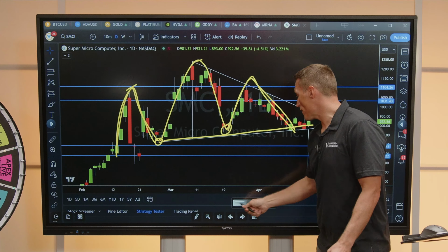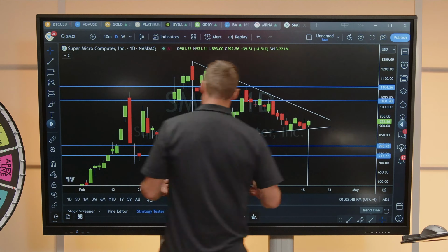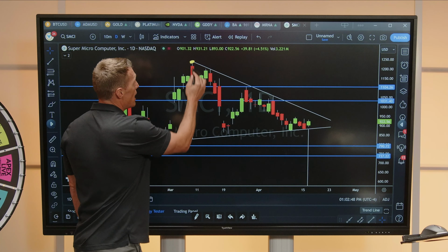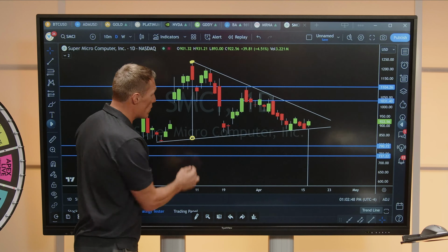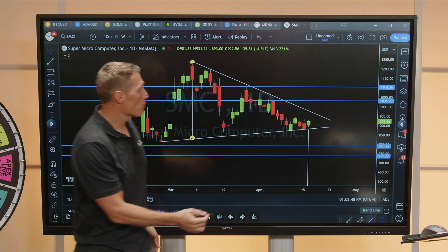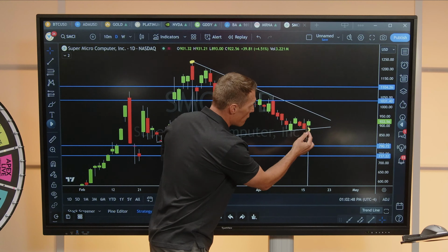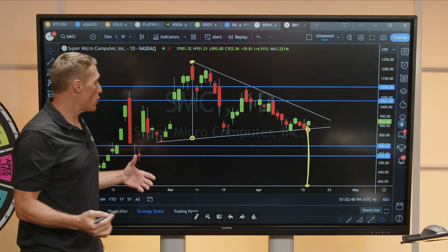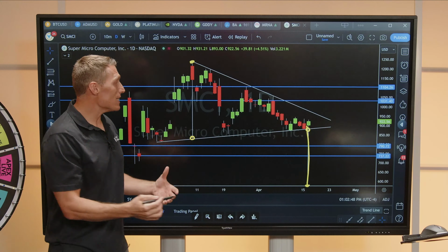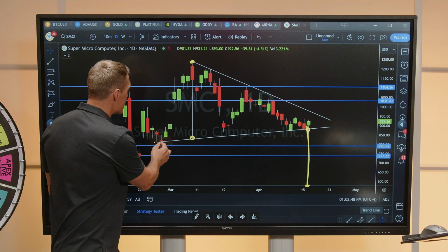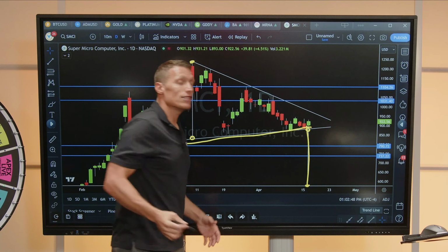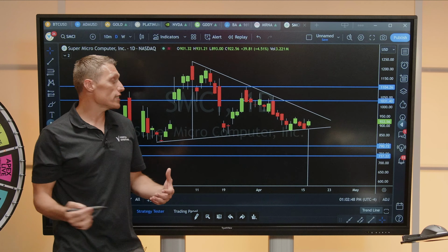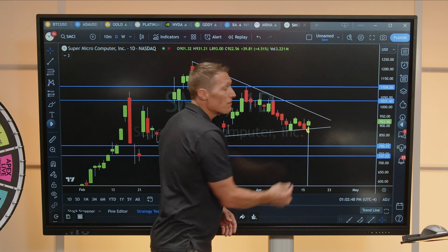All right, so that's a lot of chaos right there. Once you've got that defined pattern, you can take the top of the head, take a measurement all the way down to what's called the neckline, and then draw the same line from here all the way down to your expected target. What I find interesting is SMCI along this neckline right here is really good support right now. So what we're waiting for is a break of this neckline.